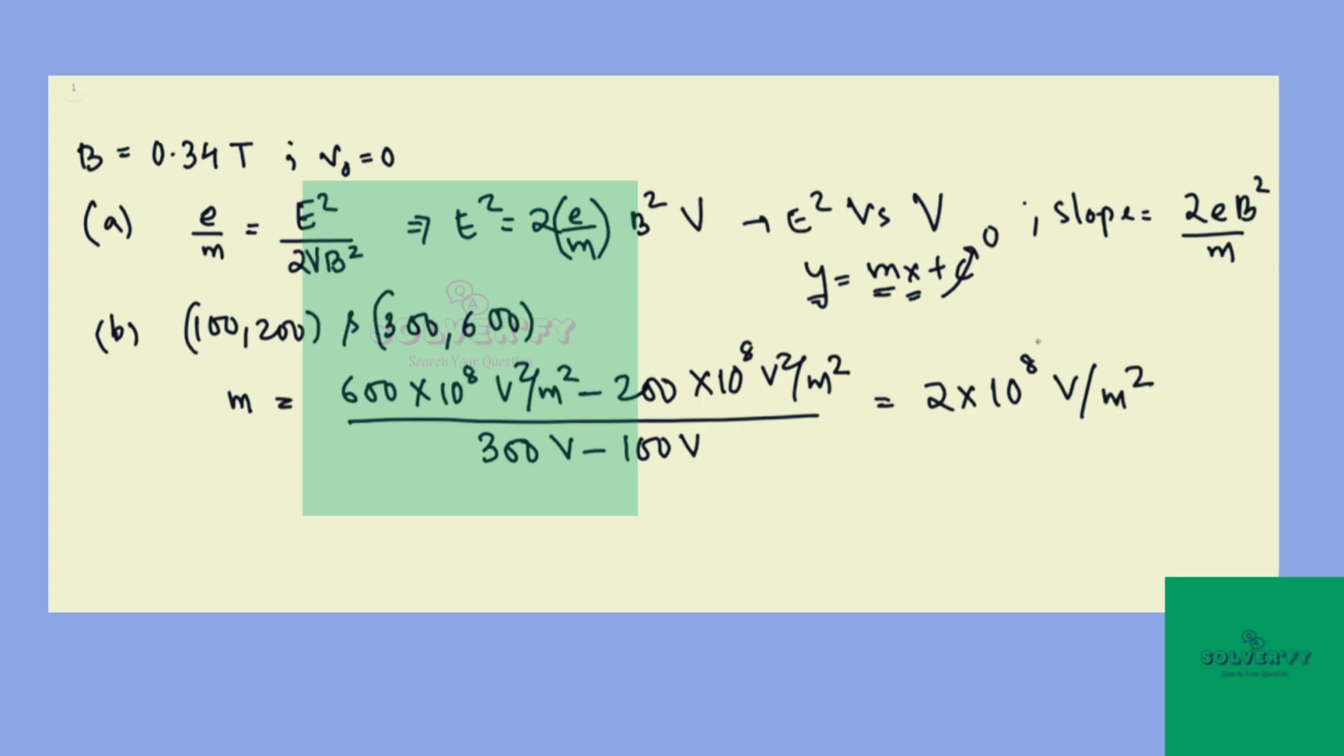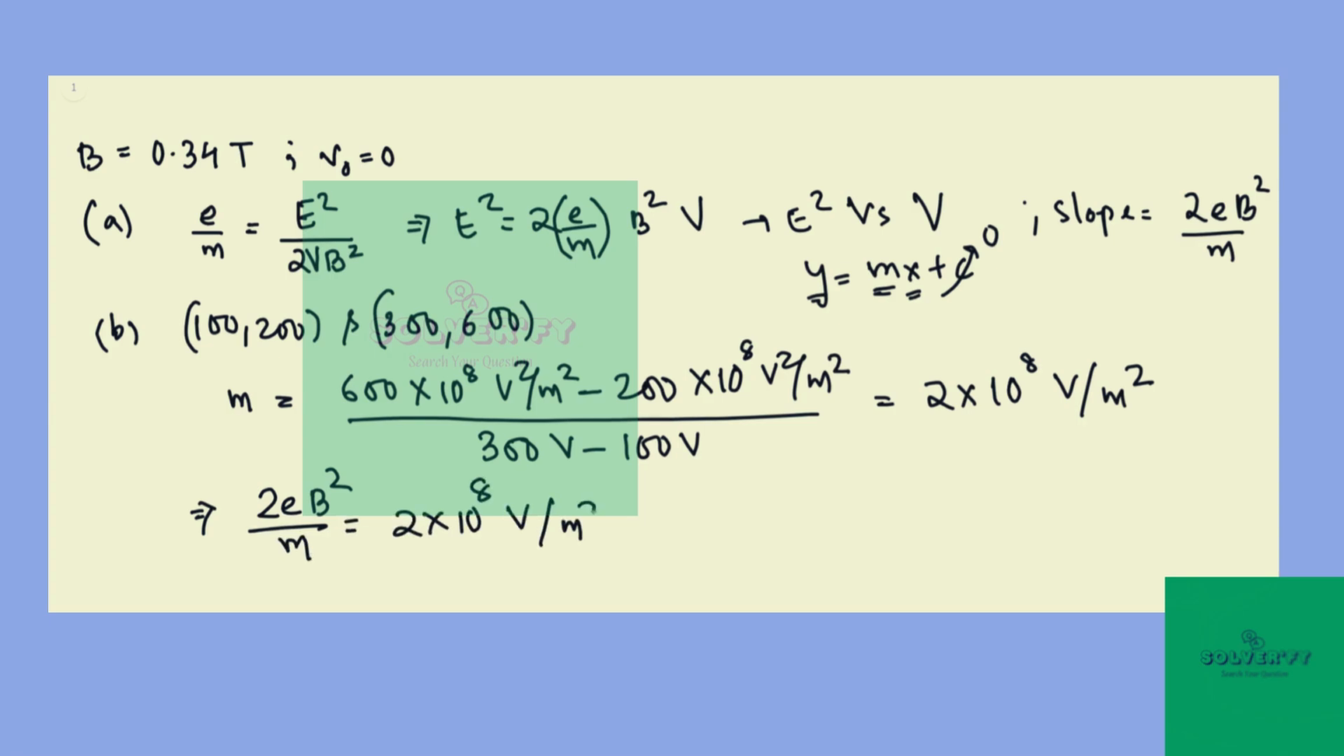and this gives the slope to be 2 times 10 to the power 8 volt per meter square. Now we can use this value that we found for slope over here. That means 2e V² over m is equal to 2 times 10 to the power 8 volt per meter square, and this gives the ratio of e by m to be equal to this value, slope.